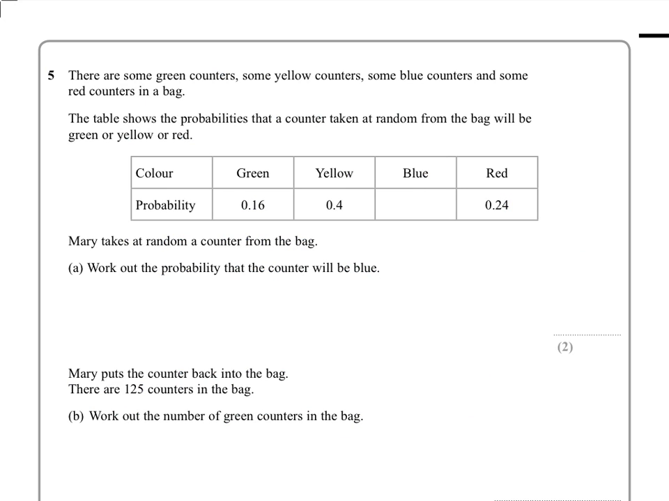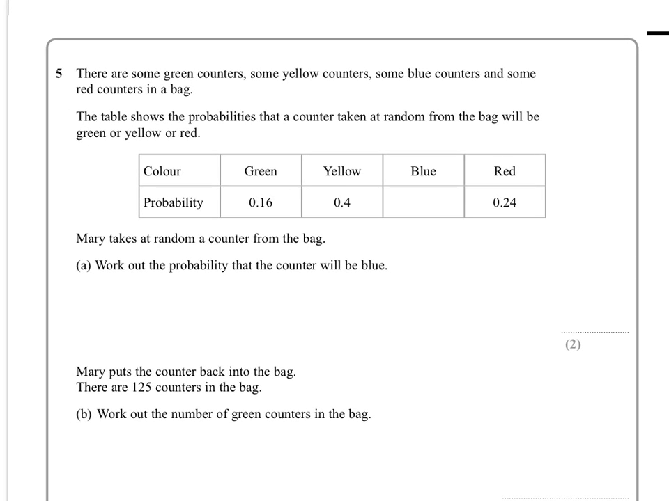So there are some green, yellow, blue and red counters in a bag. The table shows the probabilities that a counter taken at random from the bag will be green or yellow or red. And you've got to work out the probability that the counter will be blue. Okay, so what do you think there for this one? Well, it's going to be one of the colours, isn't it?